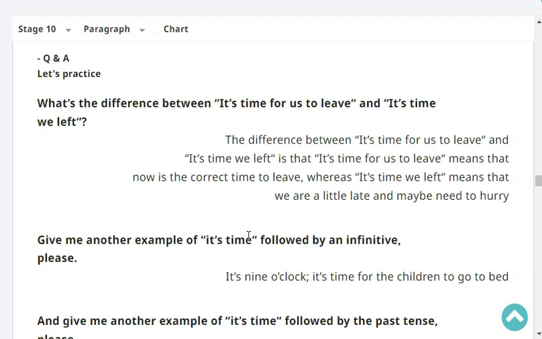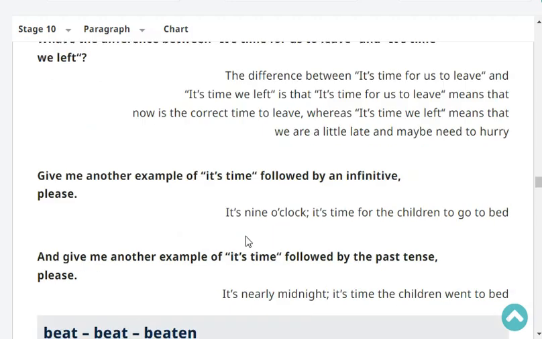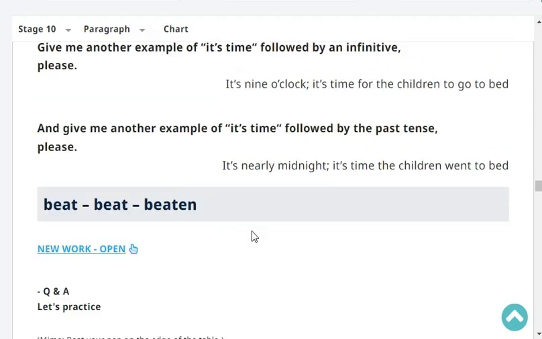Give me another example of it's time followed by an infinitive, please. It's nine o'clock. It's time for the children to go to bed.